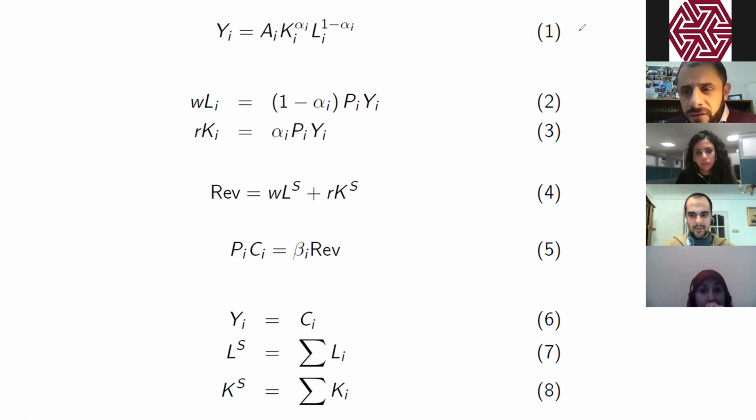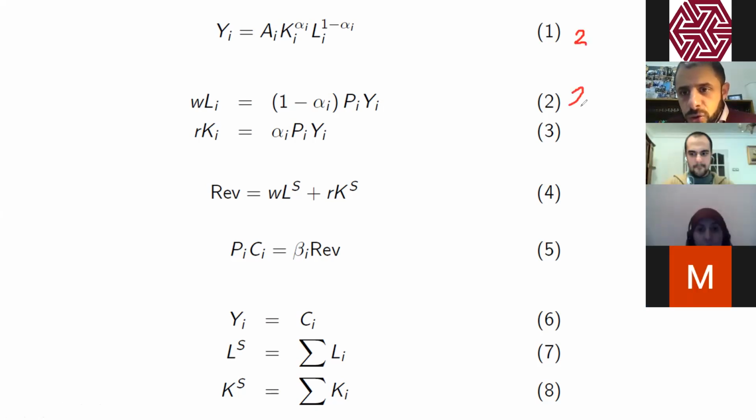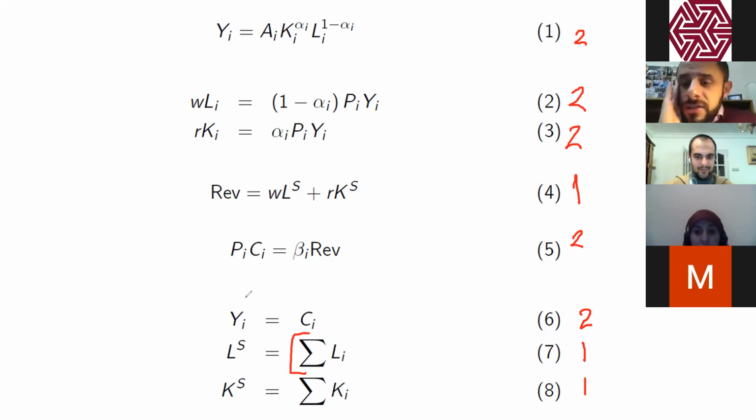So here we have 2, 2, 2, 1, the last two equations, 1, and 1. So it means that we have 13 equations, not 15. Yes, because here we have a summation sign. And the summation sign means that we have just one equation, because the total supply is equal to the total demand. Okay, so now we have 13 equations.